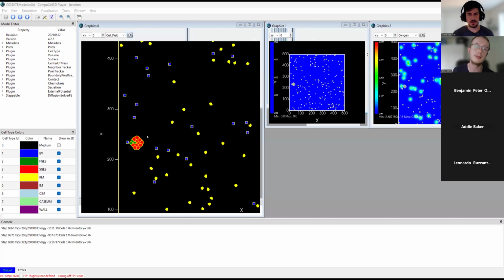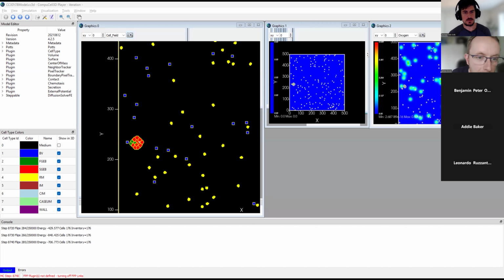So you can see in this simulation, none of the macrophages have yet reached the site of infection. There's been a little bit of replication in here. That is slightly more than the 12 bacteria that we started with.